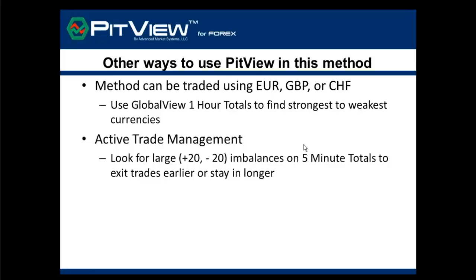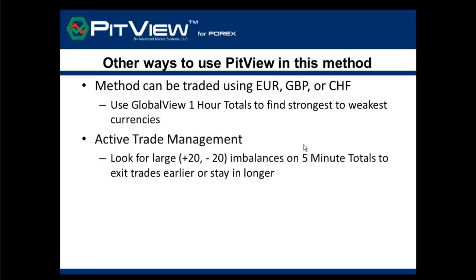You can look for large imbalances to occur on the 5-minute totals, especially if you're trading off a 5-minute chart. People always ask, what are good imbalances to use? For example, if we look at a stochastic, generally the overbought and oversold territories would be 80 or above, or 20 and below. On PitView, the numbers inside the imbalances, if you're using a heat map, will either get brighter red as the imbalance goes more to the sell side, or brighter green as it goes more to the buy side.